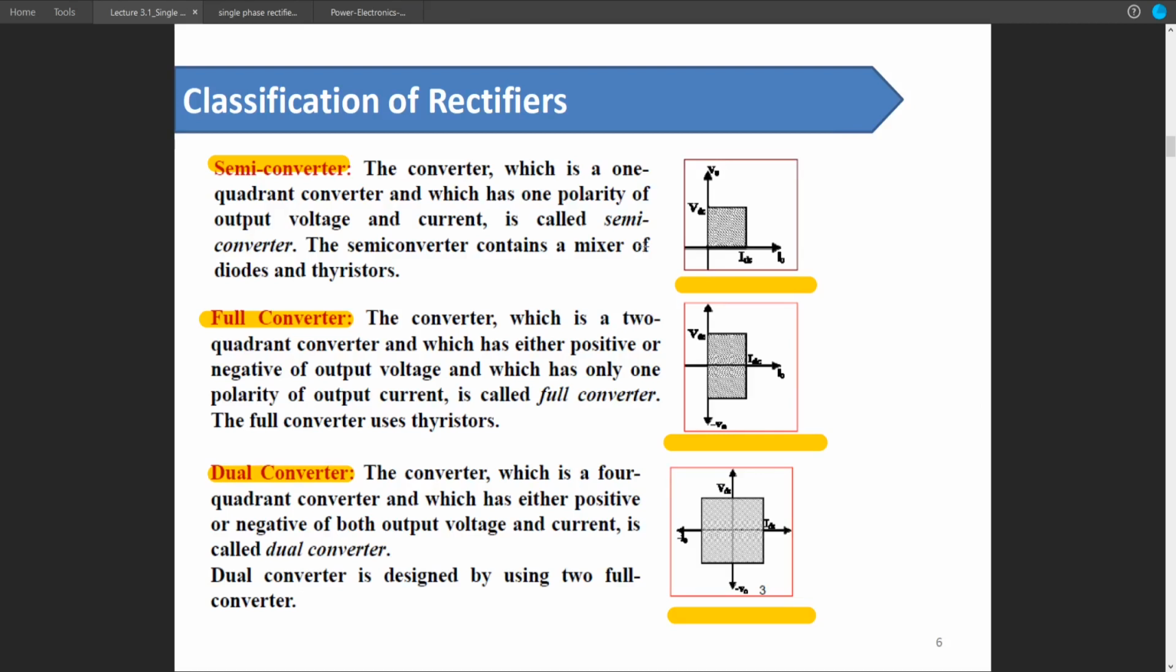In case of a semi-converter, both the output voltage and current are positive. In full converter, output voltage can be both positive and negative, and output current is only positive. In case of a dual converter, both the voltage and current can be positive and negative.